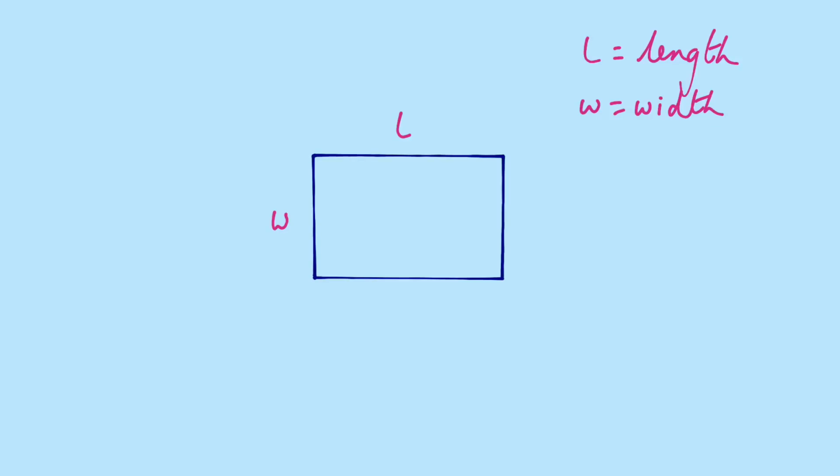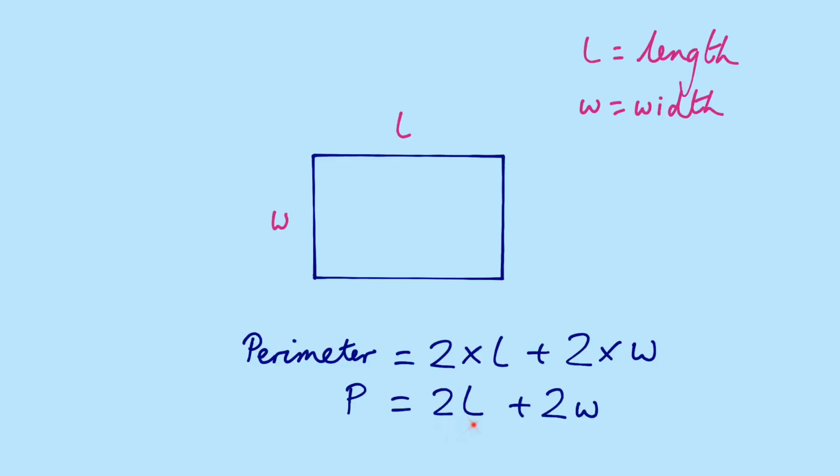So the perimeter of this rectangle is 2 lots of the L, so there's an L and L there, and 2 lots of the W. So that gives us 2 lots of L plus 2 lots of W, which simplifies to 2L plus 2W, because in algebra we don't need the times signs, they're invisible. You can now use this formula to work out the perimeter for any rectangle, no matter what the widths and lengths are. Let's just remind you.